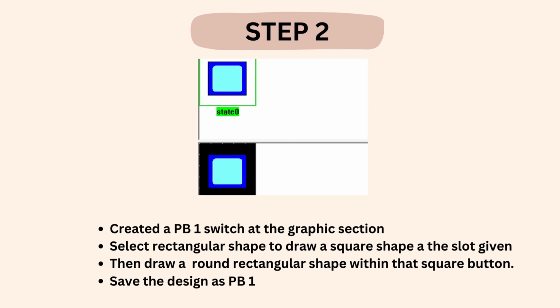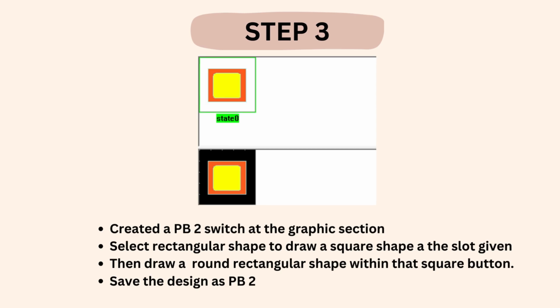Step 2 is to create a PB1 switch at the graphics section. The graphics section is located at the tools bar. Select regular shape to draw a square shape at the slot given. Then draw a round rectangular shape within the square button and save the design as PB1.